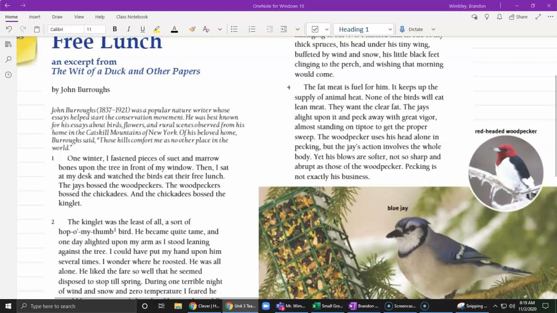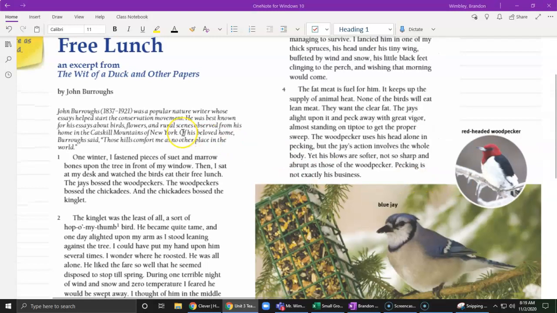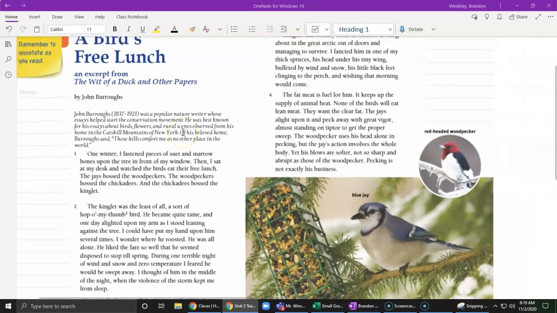Now, on our first reading of this text, we're going to focus on understanding the key ideas and details and how they combine to form a main idea. So we're going to be doing this together while we watch this video. So let me zoom out so we can see the whole thing. And here we go. A Bird's Free Lunch, an excerpt from The Wit of a Duck and Other Papers. So remember, an excerpt means that it's a part of another text, but it's not the whole entire story.